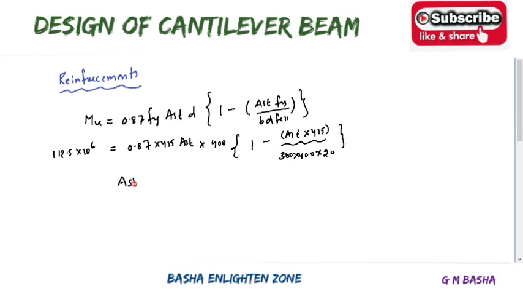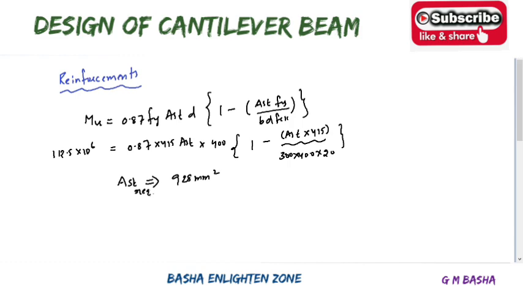So here you can find the area of the steel by simplifying with your calculators. You will get an area of steel of around 928 mm square. So this is the required area of the steel. In the same sense, we already solved 3 problems on how to calculate the number of bars.